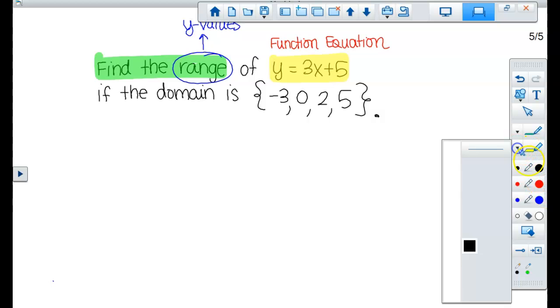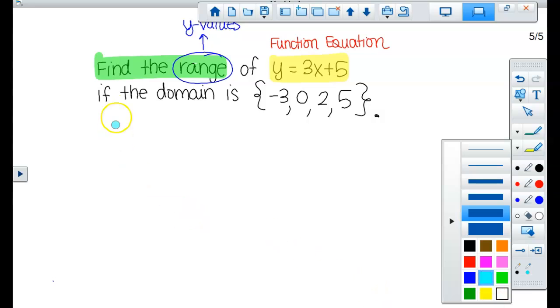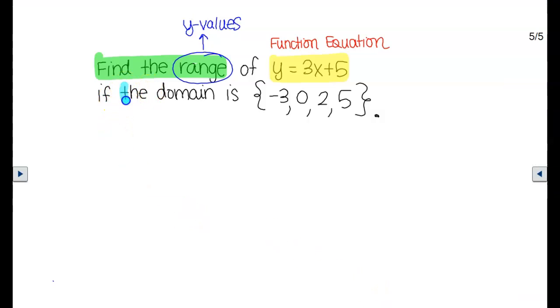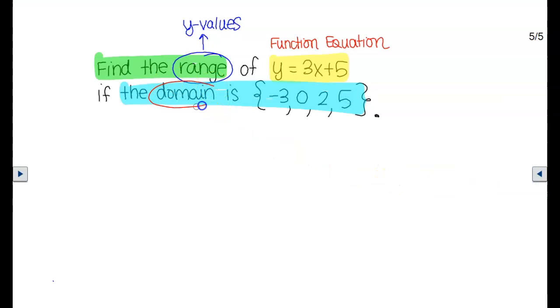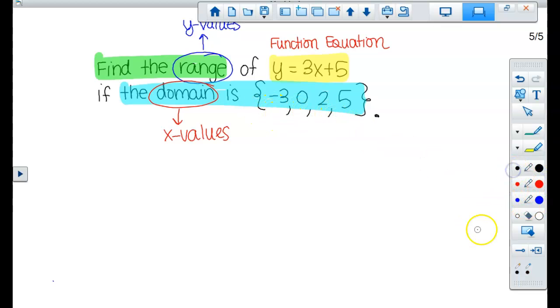Now, coming down here to the bottom part, here comes this last part. It says if the domain is -3, 0, 2, and 5. Now again here, domain is a word that we should be familiar with. Domain is x values. So when they say the domain is -3, 0, 2, and 5, what they're saying is x is -3, 0, 2, and 5. So even though this problem looks different, it's not really.